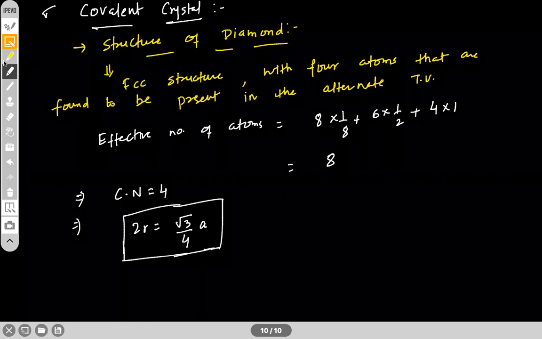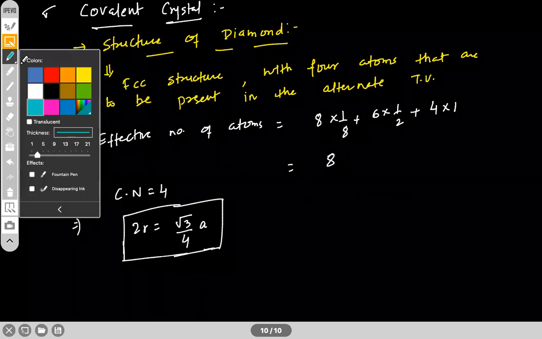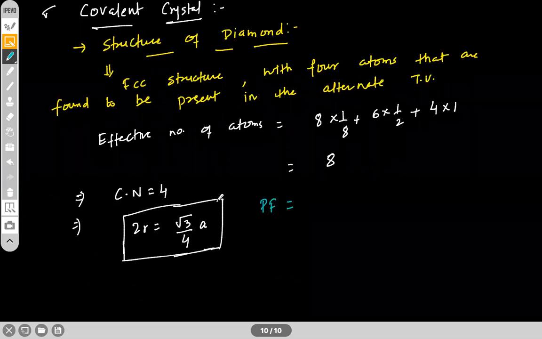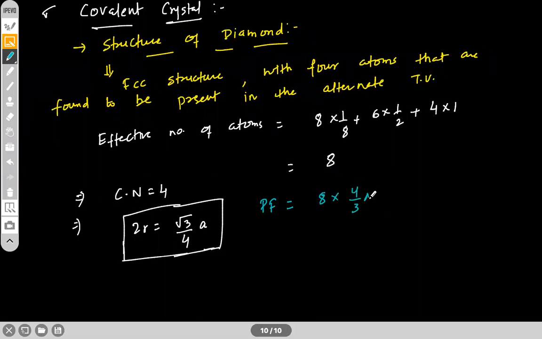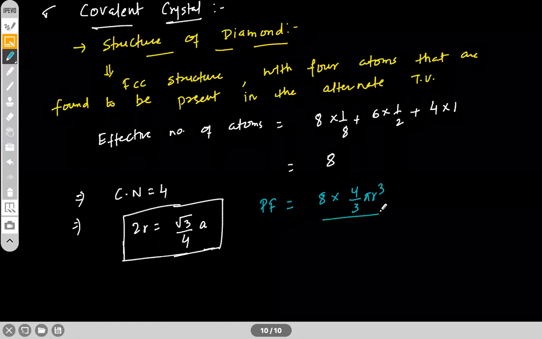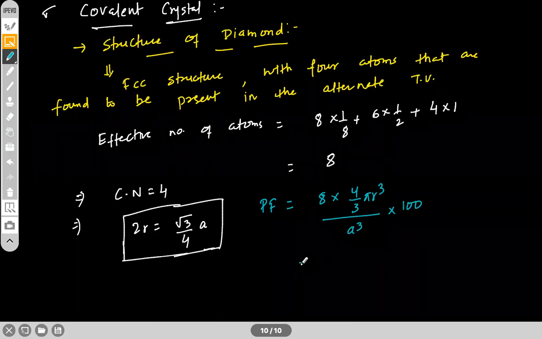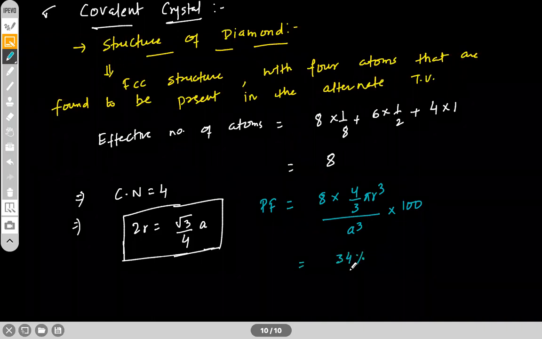Now with this relation, you can easily find out the packing fraction of it. The packing fraction is equal to, we have 8 atoms, so 8 into 4 by 3 pi r cube divided by a cube, the unit cell volume, into 100. We know the relation of A and R, so we can substitute all these values, and the packing fraction comes out to be approximately 34%.